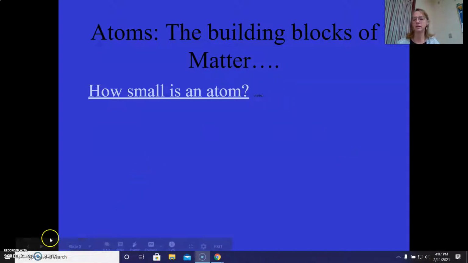So how small is an atom? You might be wondering. So I'm going to show you a video really quickly.